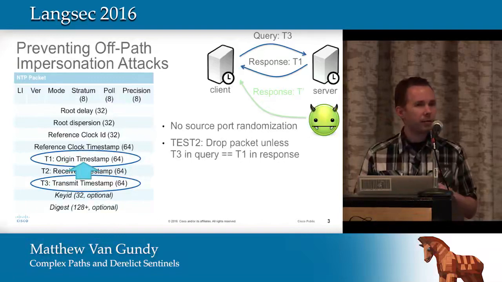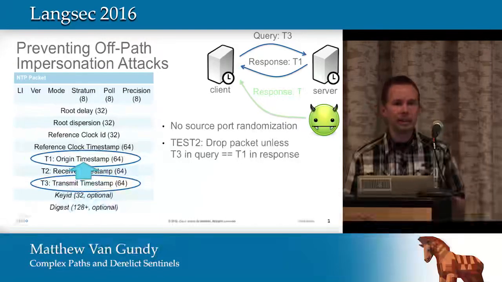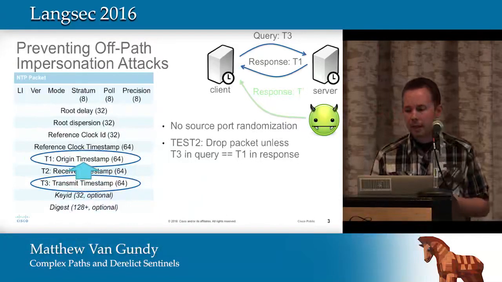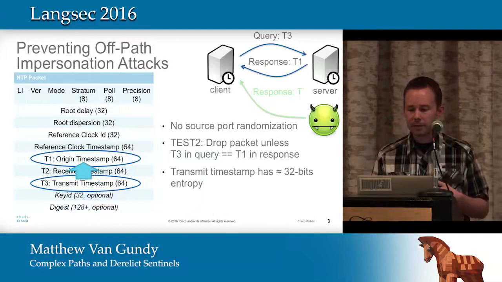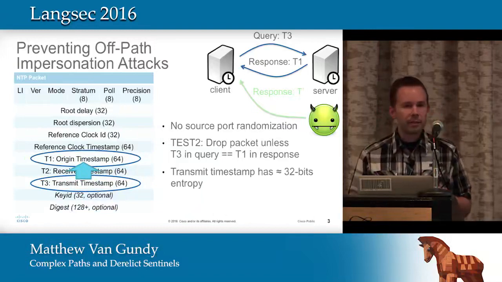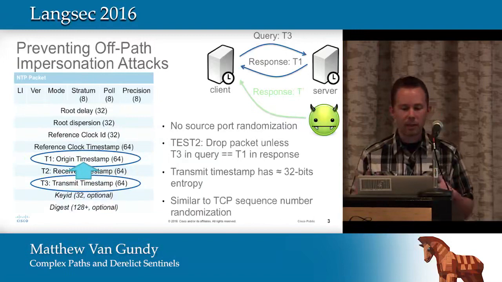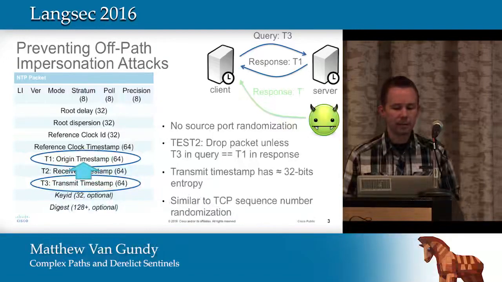These timestamps include fractional seconds, and NTP also randomly permutes some of the low-order bits of the timestamp. In practice, that means about 32 bits of entropy. In the end, it ends up being relatively equivalent to TCP sequence number randomization.